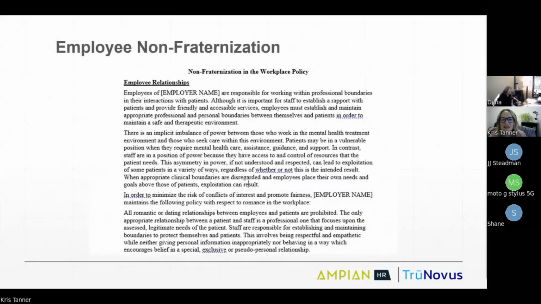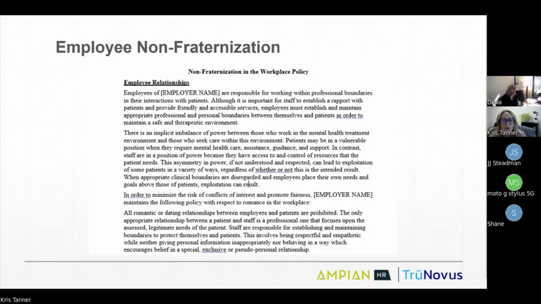I'm just going to touch a little more on non-fraternization, and this is because I know we do have a lot of clients in the behavioral health world. This, again, is just a quick highlight of the type of language that would be included in that non-fraternization policy. I won't get into the details of it, but that last paragraph that you see references that dating relationships between clients and employees are prohibited, and the patient's needs are of most importance in their therapeutic rehabilitation, and the staff is responsible to set proper boundaries in this situation.